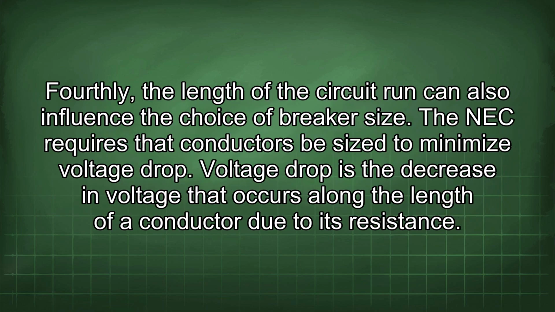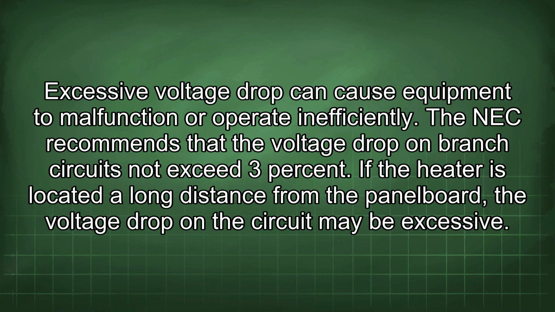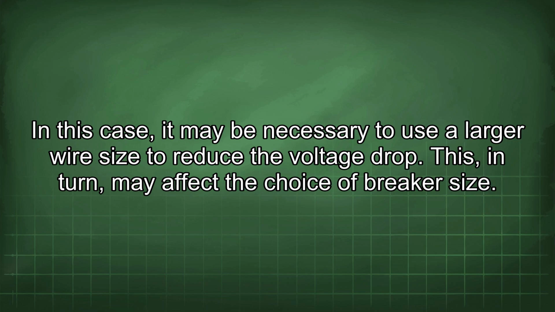Fourthly, the length of the circuit run can also influence the choice of breaker size. The NEC requires that conductors be sized to minimize voltage drop. Voltage drop is the decrease in voltage that occurs along the length of a conductor due to its resistance. Excessive voltage drop can cause equipment to malfunction or operate inefficiently. The NEC recommends that the voltage drop on branch circuits not exceed 3%. If the heater is located a long distance from the panel board, the voltage drop on the circuit may be excessive. In this case, it may be necessary to use a larger wire size to reduce the voltage drop. This, in turn, may affect the choice of breaker size.